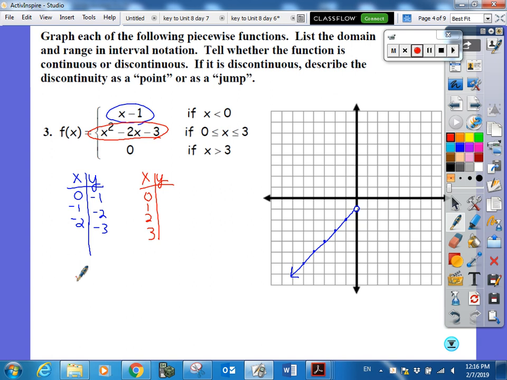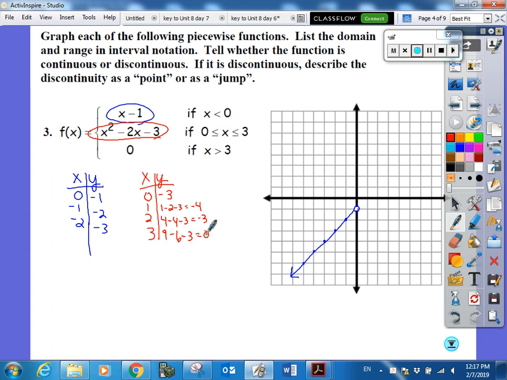So if I plug in 0, I get -3. If I plug in 1, I get 1 minus 2 minus 3, which is -4. I plug in 2, I get 4 minus 3. If you can do this in your head, that's fine. I'm just writing it down so you see where these numbers come from. If you can't do that in your head and plot them as you go, write it down. 9 minus 6 minus 3, 0.